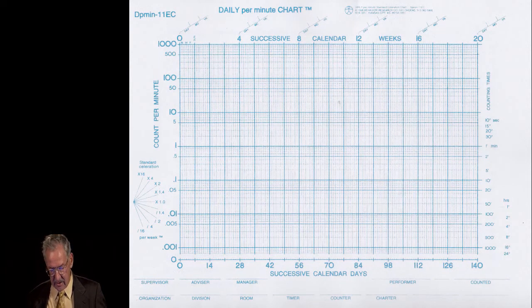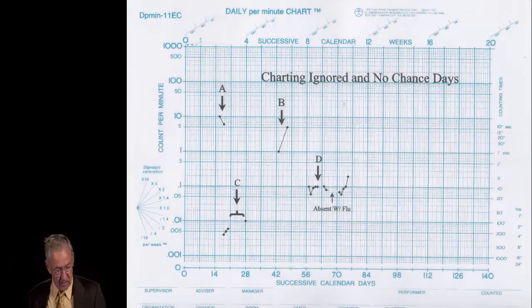What are we going to do in case the behavior happened, but for some reason or other nobody recorded it? Or they recorded it but lost the data. So it happened, but we can't see it on the chart, which means we're ignoring it. How do we deal with ignored days?